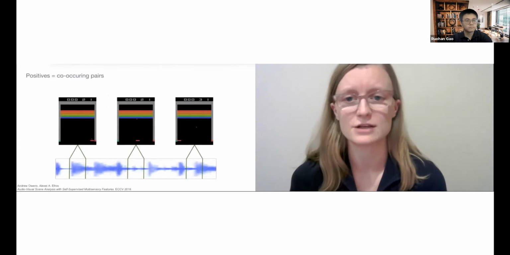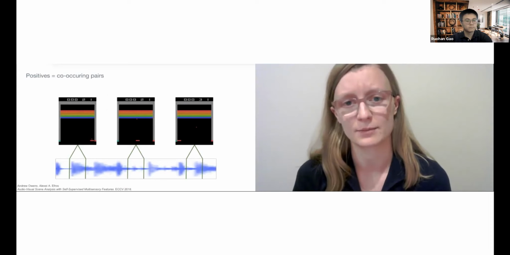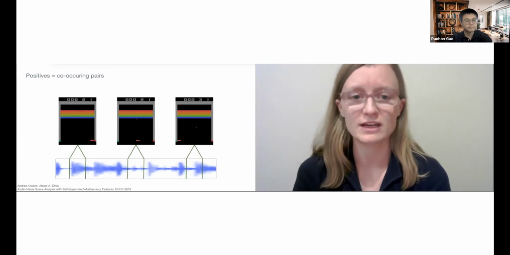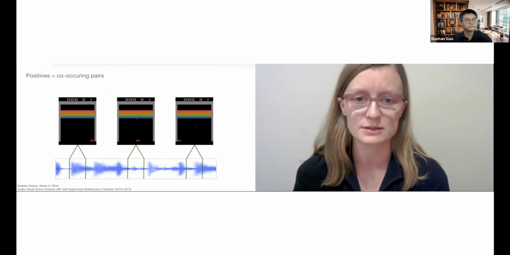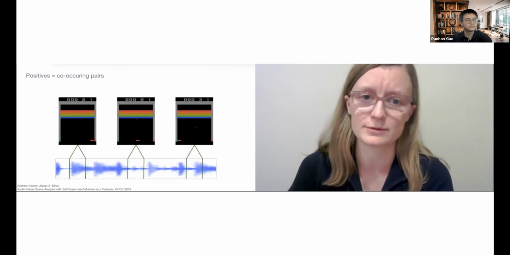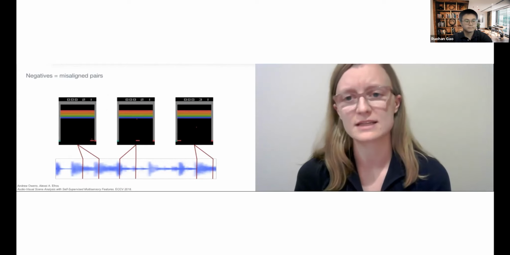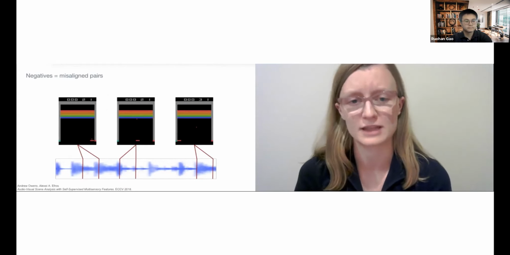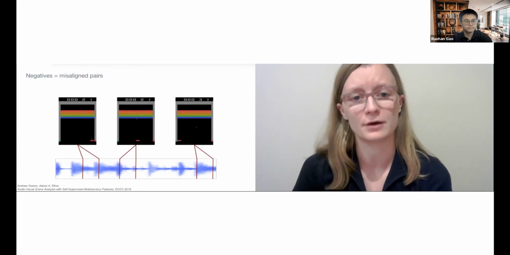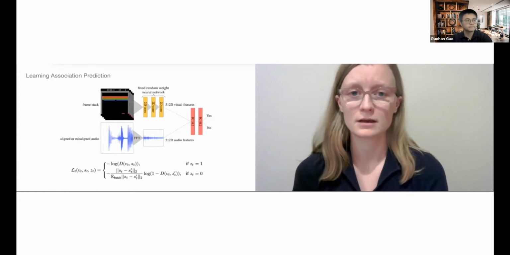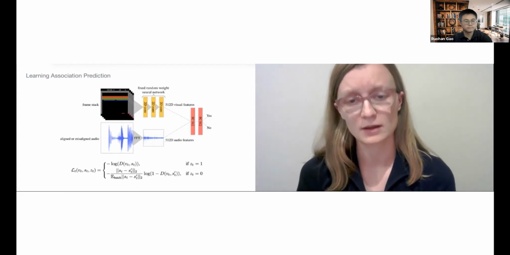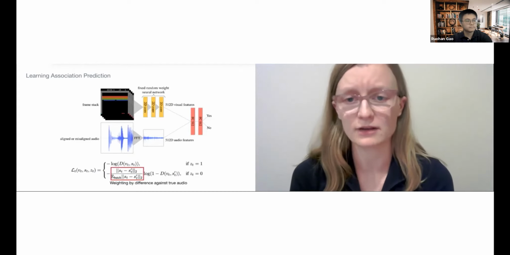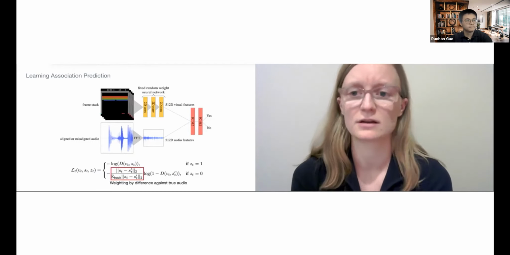To train the association model, it's clear that we can get positive examples from the episodes themselves. We feed in co-occurring frames and audio, and a discriminator learns to output yes for these inputs. But how do we get the negative examples? We construct these negative association examples by shuffling the audio. With these misaligned examples, the discriminator is trained to output no. These positive and negative examples create a binary classification task. We also weight the negative examples by the difference from the true audio.